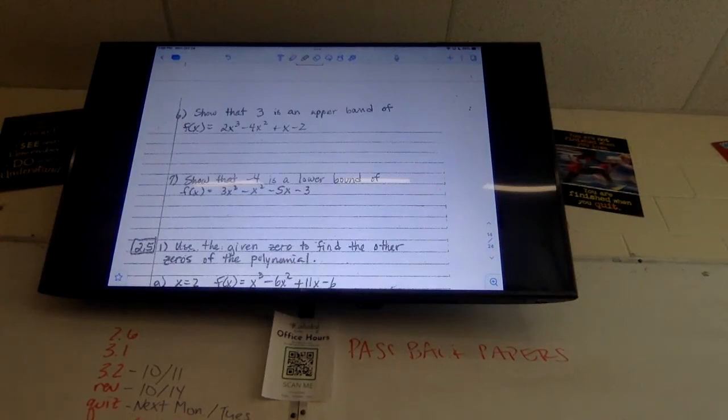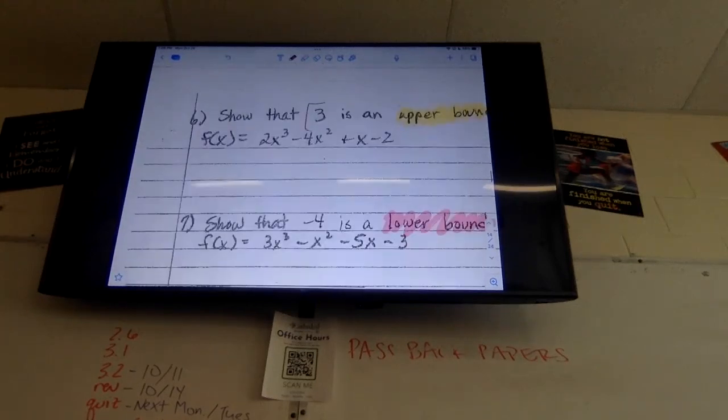These say show that 3 is an upper bound of this equation and show that this is a lower bound. Whenever we are asked about the bounding of this, we're going to use synthetic division, and we're going to read what that last line is. So I'm going to synthetically divide 3 into this equation. I'll put 3 in my house, and I'll put 2, -4, 1, -2, and I'm going to do my synthetic division.